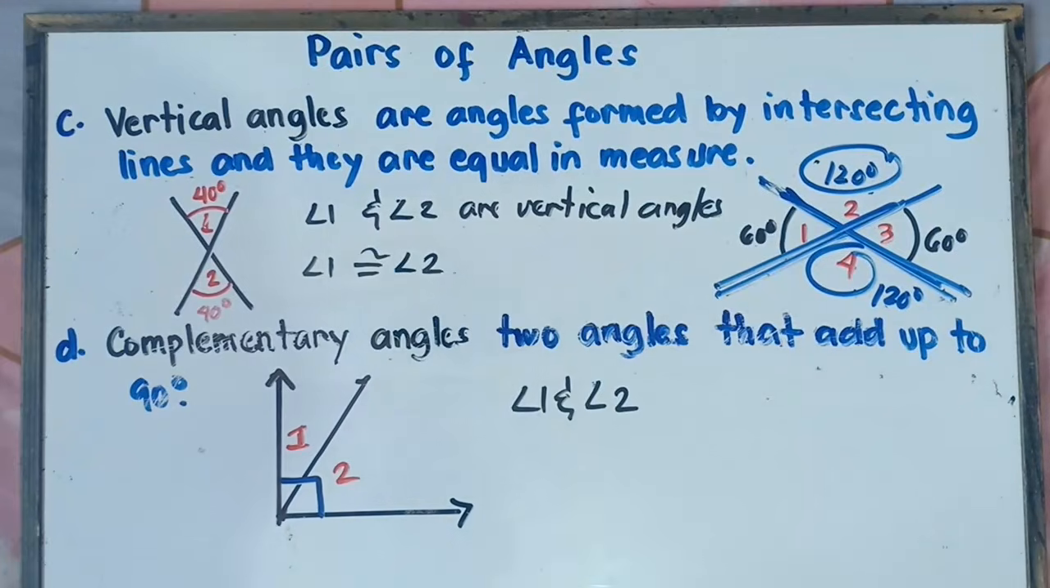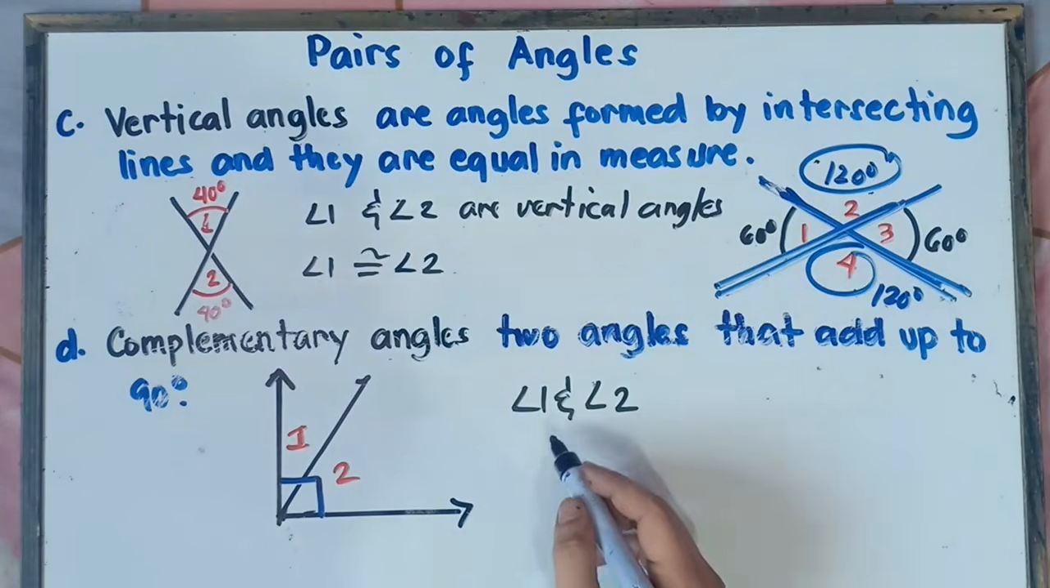Why is that, sir? Because you have this given marking, and you know that this marking is 90 degrees, right? If you have a box right here, it means right angle. A right angle is always 90 degrees. Therefore, you can say that angle 1 and angle 2 are complementary angles.